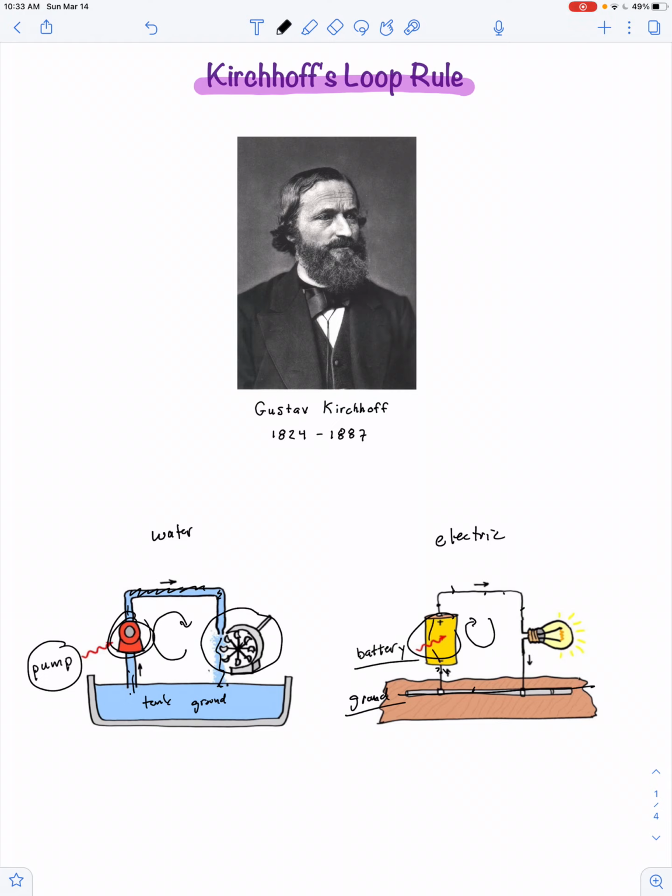Likewise, the battery adds energy to the electric charges, but then the light bulb converts that electrical potential energy into light and heat. So energy is added by the battery, energy is consumed by the light bulb. Energy is added by the pump, energy is consumed by the paddle wheel. In any case, the amount of energy gained by the pump equals the amount of energy lost by the paddle wheel. The amount of energy gained from the battery is equal to the amount of energy lost from the light bulb.